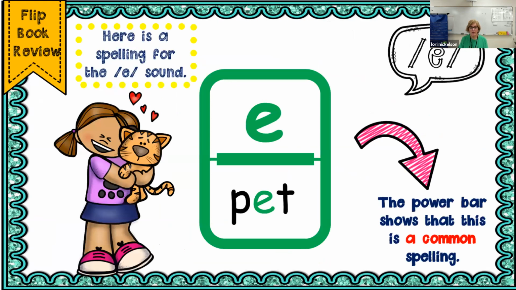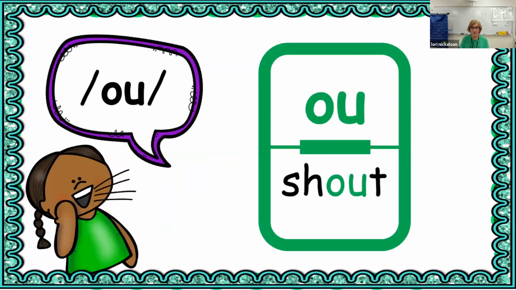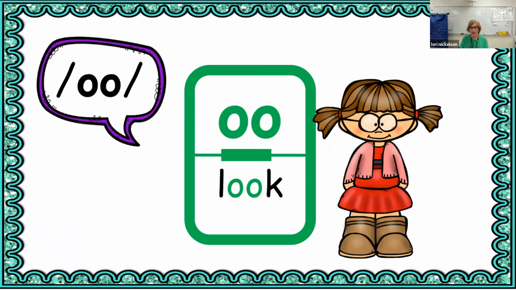Here is a spelling for the sound, pet. And the power bar here shows that it is a common spelling. We have the E, as in B, it's a long E sound. We have the ow, as in shout, O-U, it is a vowel sound. We have the oo, as in look, and it is also a vowel sound.